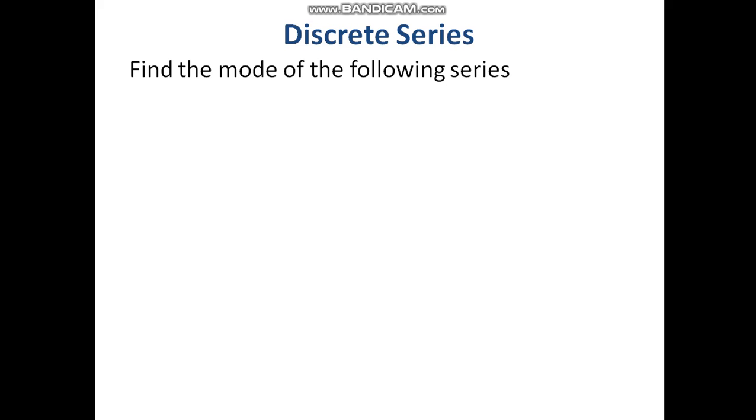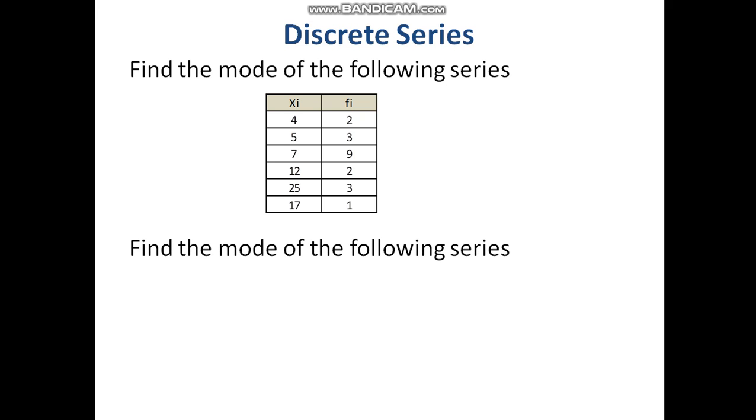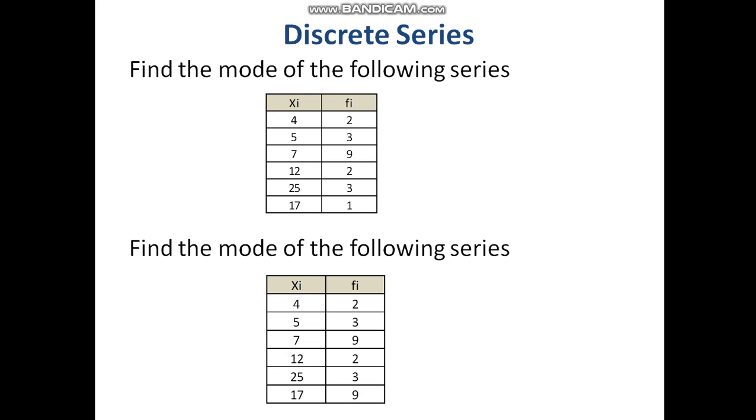Discrete series. In discrete series we have a data set of numbers 4 5 7 12 25 17 and their frequencies are given as 2 3 9 2 3 1. So we have to find the mode of the series. A number with the highest frequency is the mode value of the series. So in the first example we have 7, and similarly in the second we have 7 as well as 17.